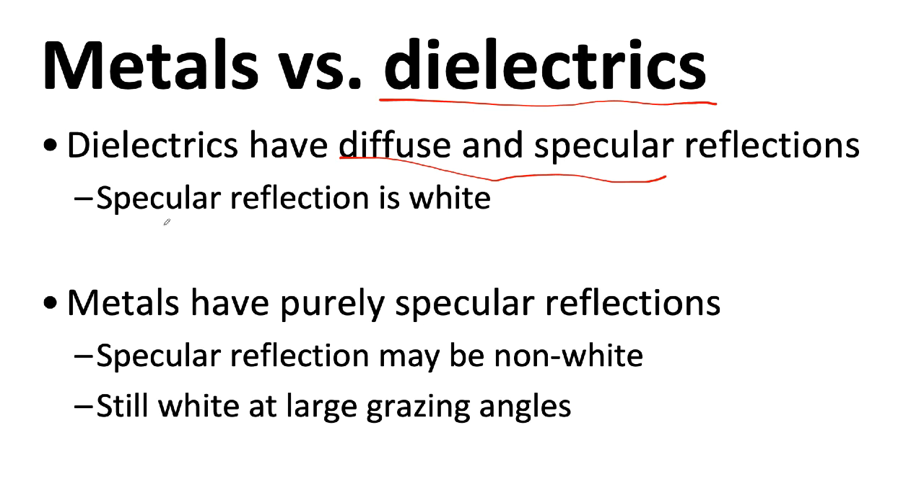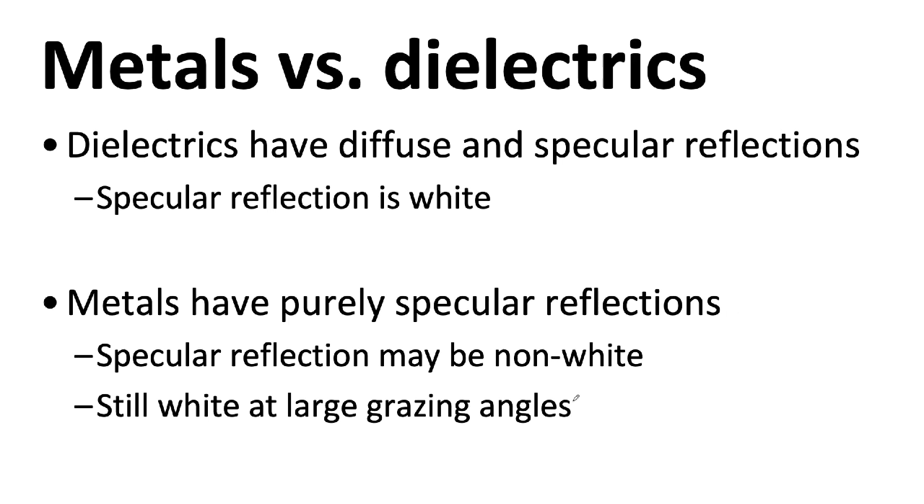Also, these specular reflections for dielectrics are white. This is something that took me a while to get used to because it's tempting to make interesting, weird artistic effects by giving your materials non-white specular reflections. But if it's a dielectric, i.e. if it's not a metal, these specular reflections are white just because physics says so.